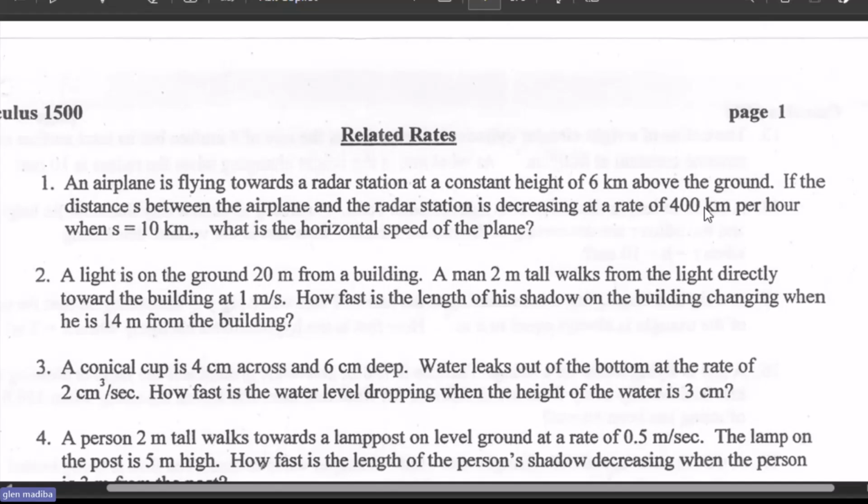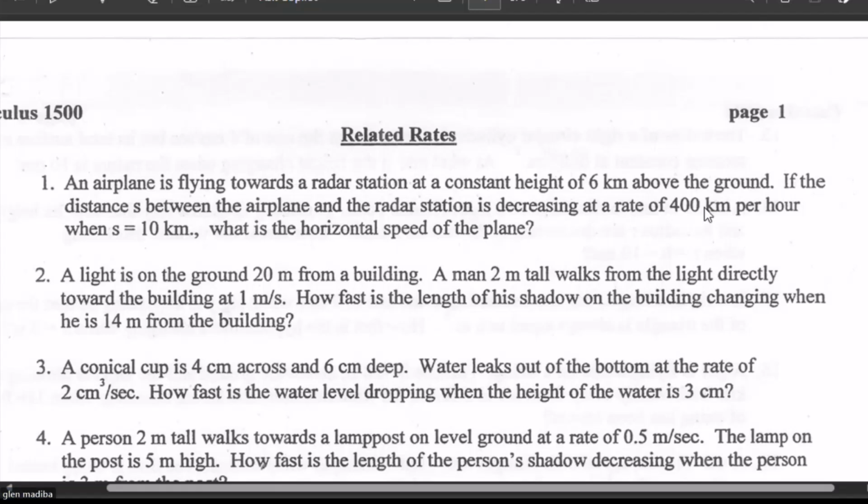Okay, maybe let me clarify something here. You and I are agreeing on two aspects. That S is the distance from where the plane is to where it is going to land. That's S. And then Y is the height, which you and I agree is 6. It is 6 kilometers.